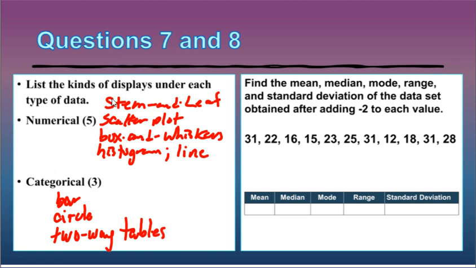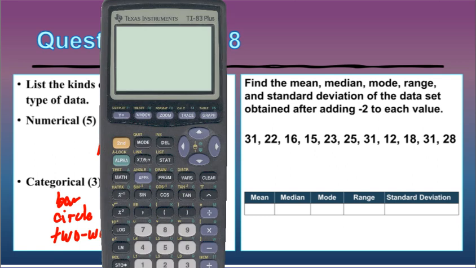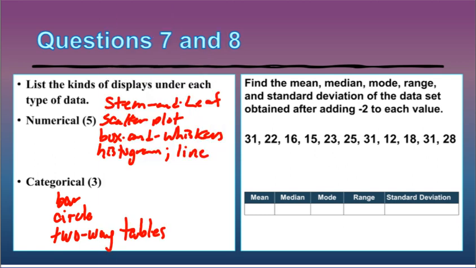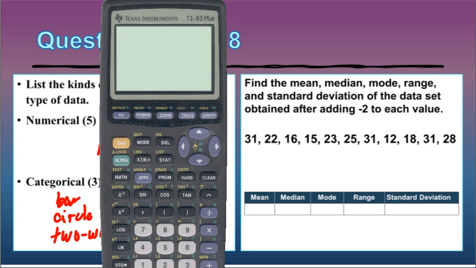Question 8. Find the mean, median, mode, range, and standard deviation of the data set obtained after adding -2 to each value. So I'm going to go back to my calculator. And we're going to enter our data in here. So I go to Stat, Edit. We're going to clear everything and retype them in. So a 31, 20.